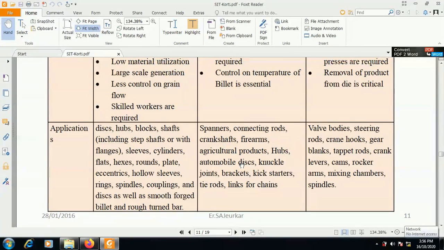In case of impression die forging, we can manufacture spanner, connecting rod, crankshaft, firearms, agricultural products, again kick used for the starter, tie rods. All these are the products made by the impression die forging. And last, valve bodies, steering rod, crane hook, again gear blanks, tappet rod, crank levers, cramps, rocker arm. All these products are made by the flash ledge forging.